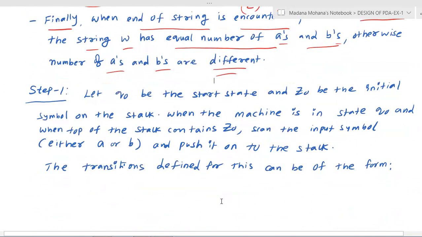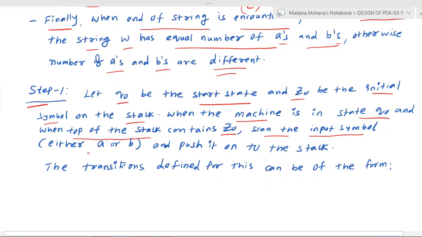Now we will see it step by step. In step 1, let us take Q0 as the initial state or start state, and Z0 as the initial symbol on the stack. These two you can assume initially. When the machine is in state Q0, the initial state, and the top of the stack contains Z0, that is, the stack contains only the initial symbol, then we have to scan the input symbol.